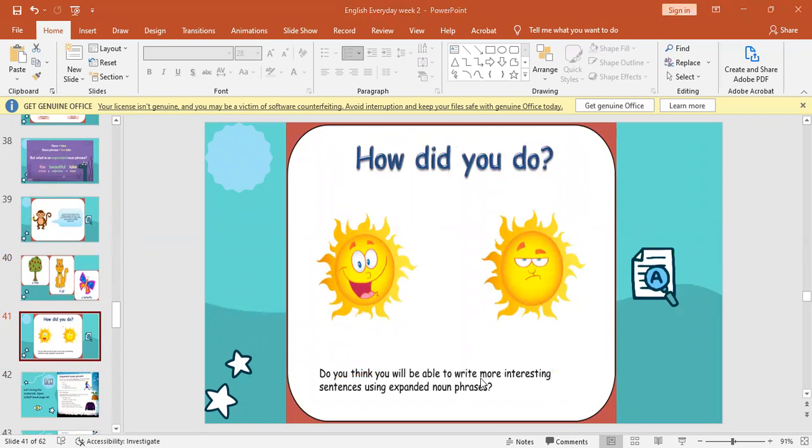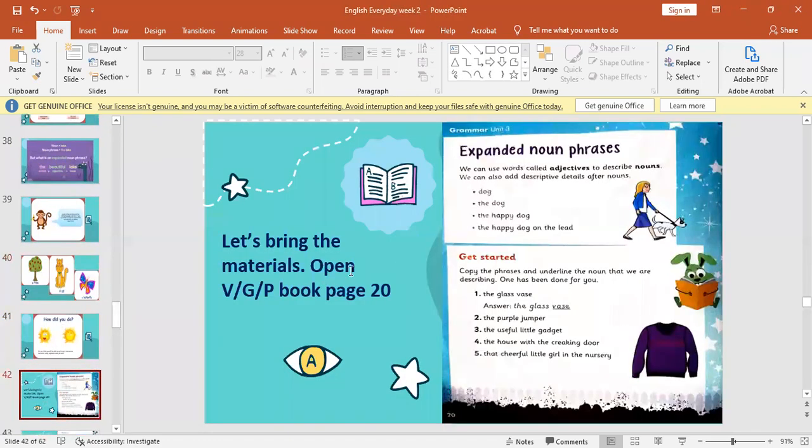Do you think you'll be able to write more interesting sentences using expanded noun phrases? Okay, I think so. Let's go ahead and open the vocabulary book, page 20.